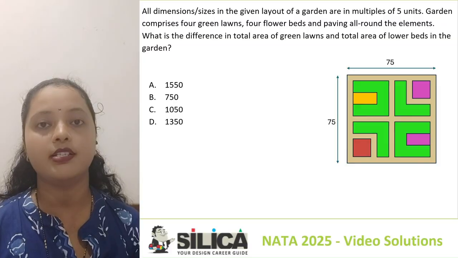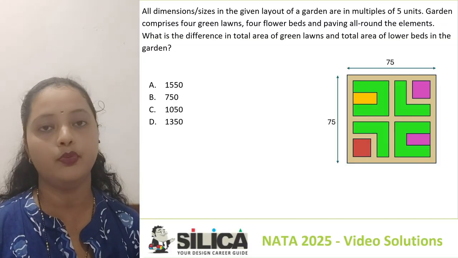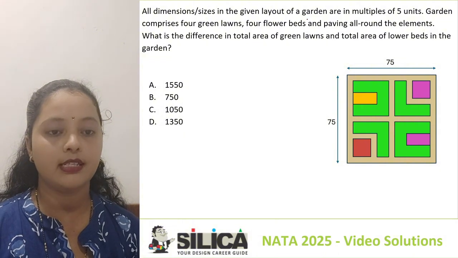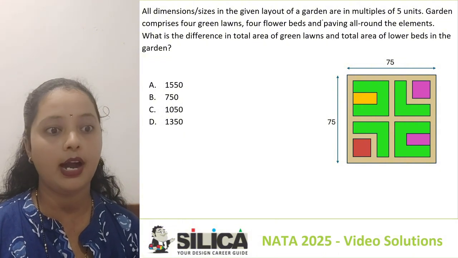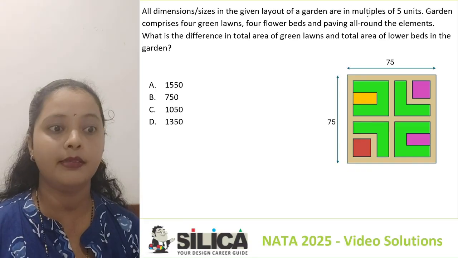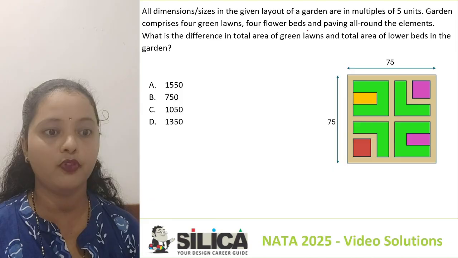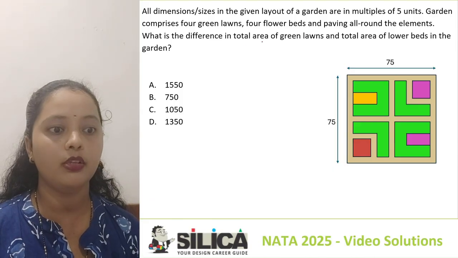Hello students, we are discussing solutions to the NATA 2025 paper. What does the question say? All dimension sizes given in the layout of the garden are in multiples of 5. The garden comprises 4 green lawns, 4 flower beds, and paving all around the elements.